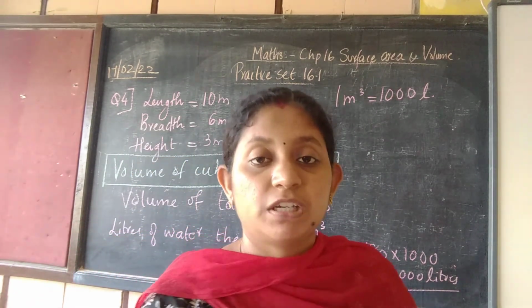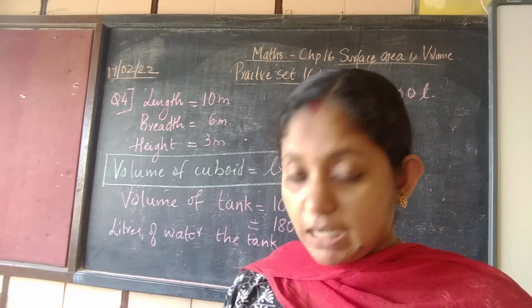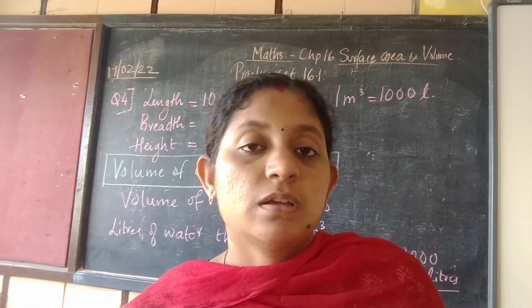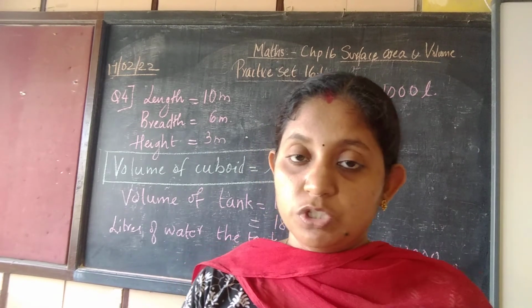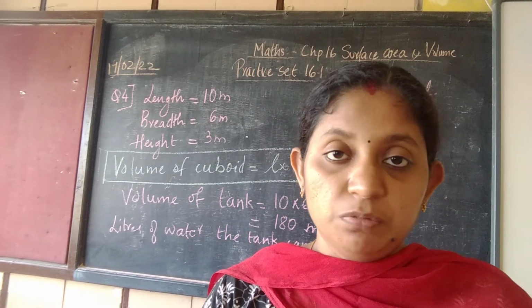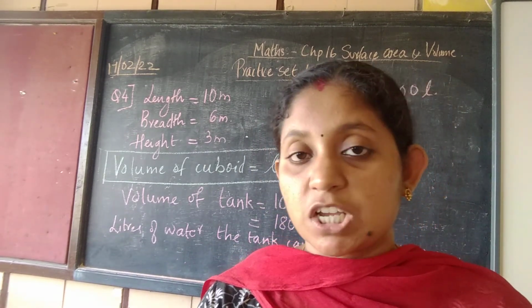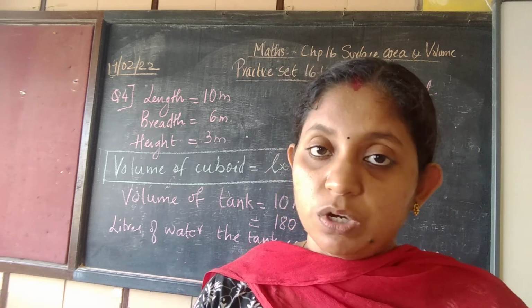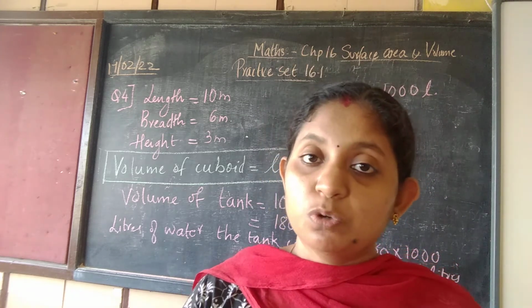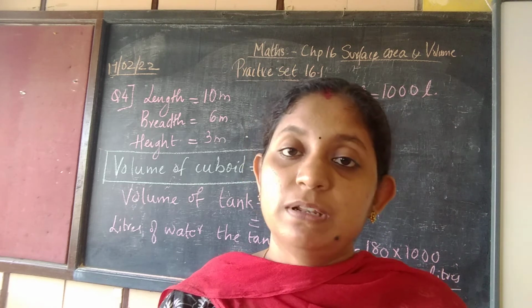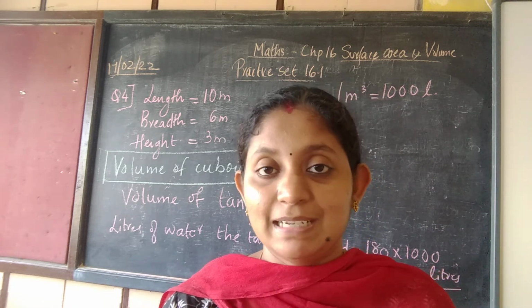So with this we have finished practice set 16.1, where we have used volume of cuboid mostly. There are no questions related to volume of cube, so I will give a few extra questions in the worksheet. Try to solve them and practice more problems. In the next class we will begin with a new shape, that is cylinder.